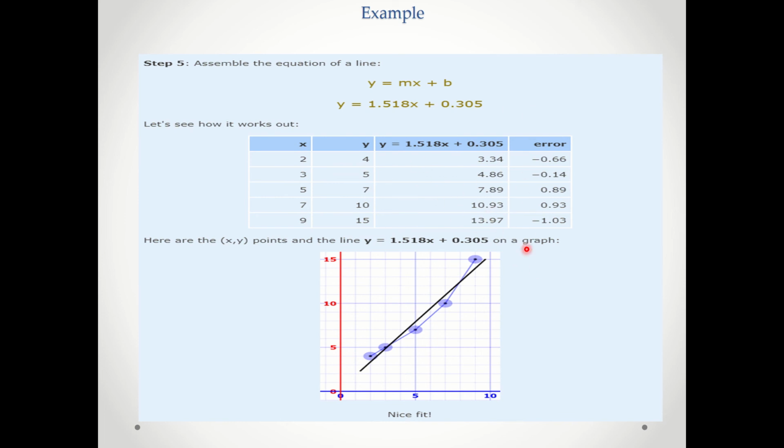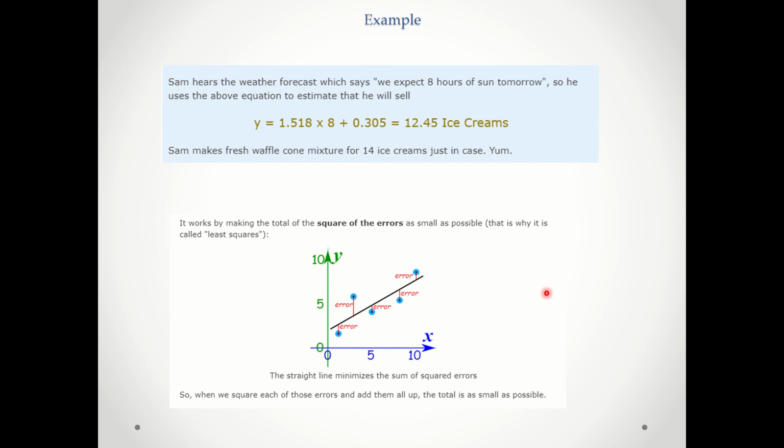So once you get the error, you can calculate the square of all the errors and see which is lesser. That's all you can do. Always, the minimum of the square of the errors, you have to make it as small as possible. That is your only job.